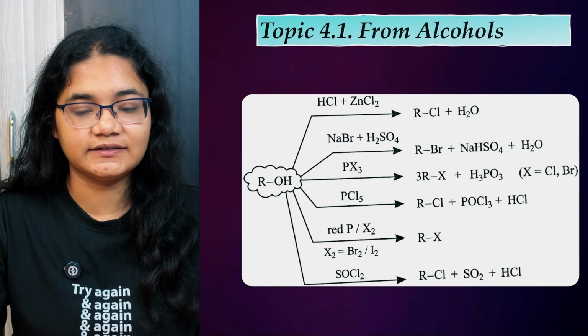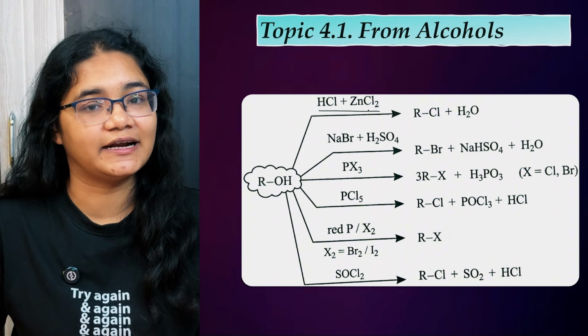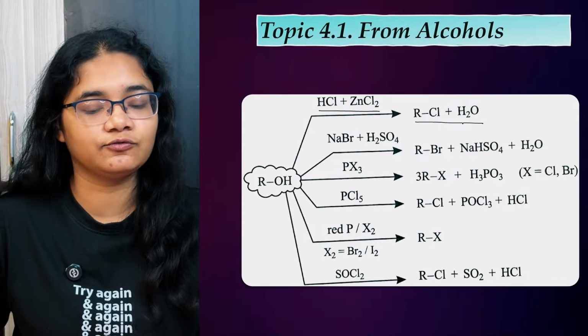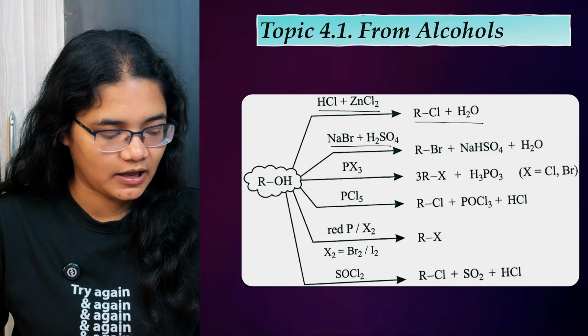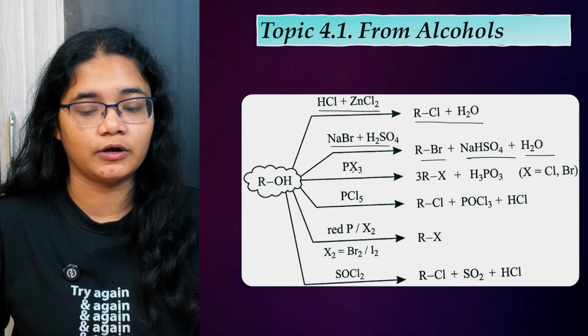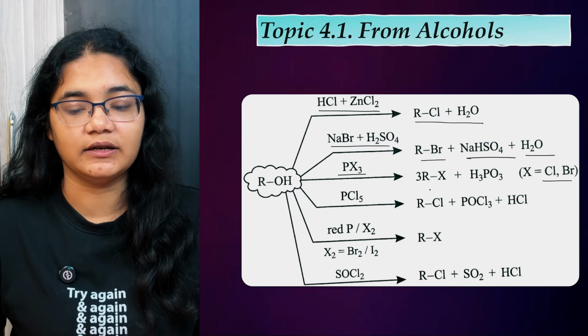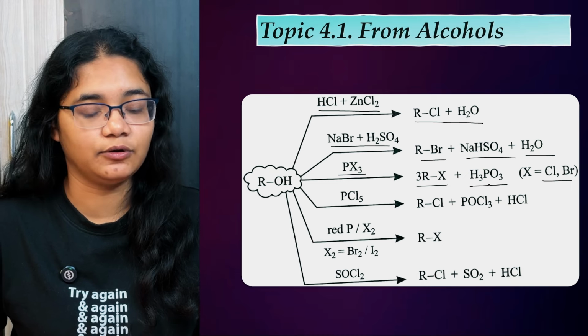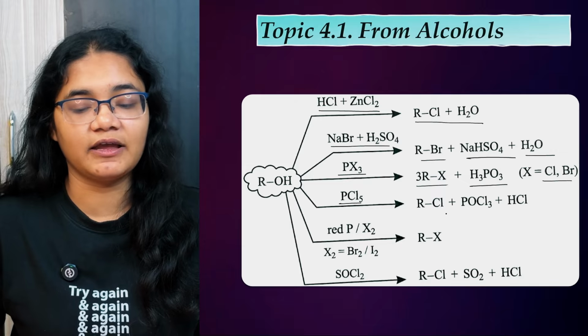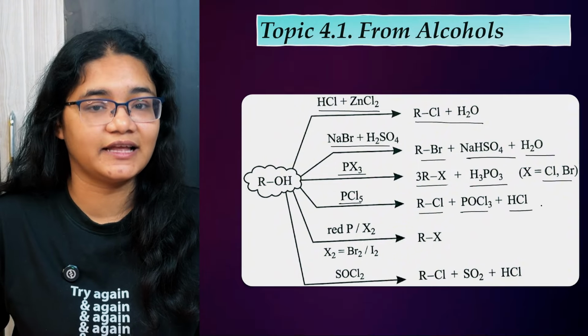Now first let's understand from alcohols. So if you take alcohols and treat it with HCl plus ZnCl2, you will get RCl plus water. If you treat it with NaBr plus H2SO4, you will get RBr plus NaHSO4 plus water. Now if you treat it with PX3, where X is equal to chlorine or bromine, then you will get RX plus H3PO3. Next, with PCl5, it produces RCl, that will give you POCl3 plus HCl.